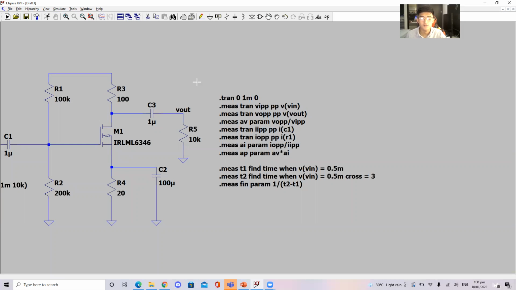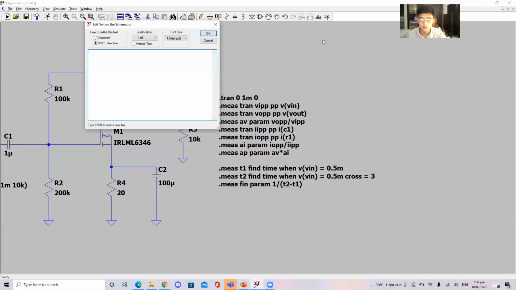Now that we got the power of the circuit, we can now determine the bandwidth. In order to determine the bandwidth, we use these commands. You do the same thing: go to SPICE directive, .measure T1, find time when voltage input is equal to 0.5. Then similarly the next line is .measure T2, find time when voltage is equal to 0.5 m. I forgot to put m, and I have an excess V right here. So you basically have that, while on T2 you have cross equals 3.